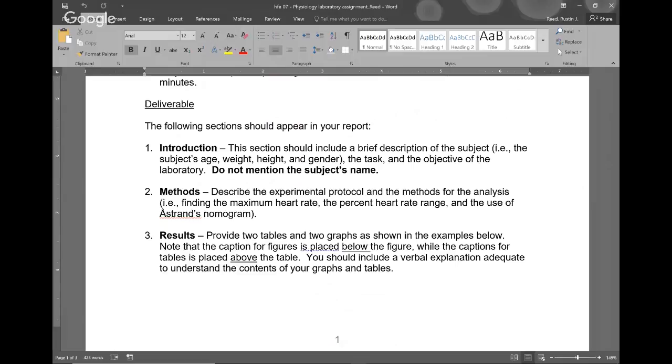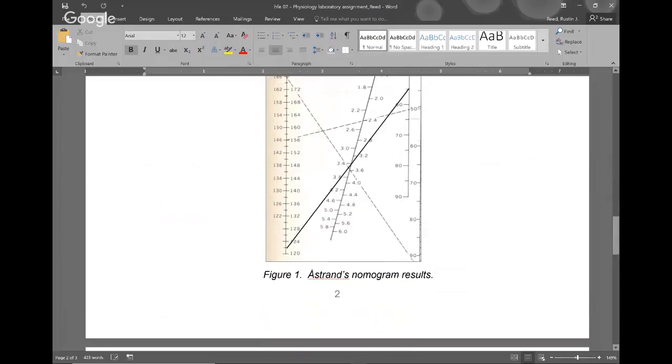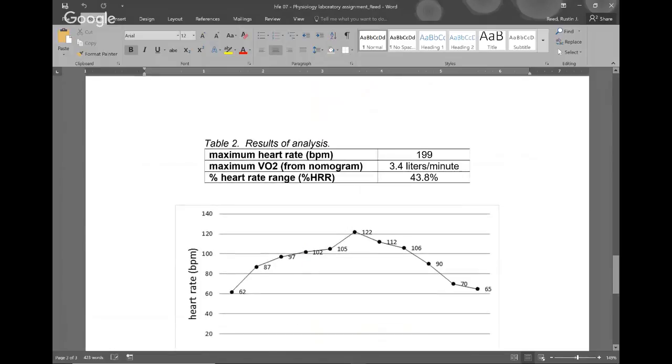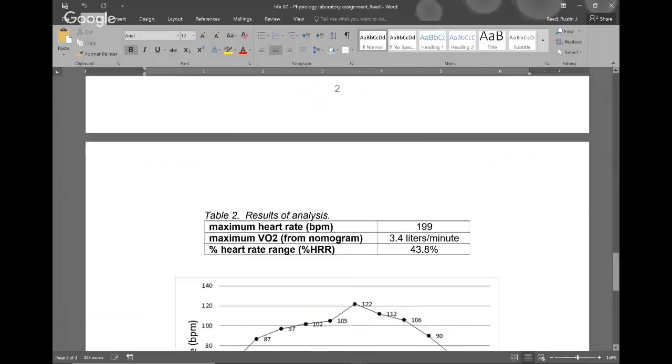I find this kind of funny. Dr. Fogelman is kind of a stickler on captions for figures and tables, and I am as well. So in that way, we're aligned. For figures, the caption goes below, and for tables, the caption goes above. So if we look at his examples, you can see the title and caption are above. Table 1, raw data. For the figure, it's below. Figure 1, Astrand's nomogram. Again, we can see table 2 on top and figure 2 on the bottom.